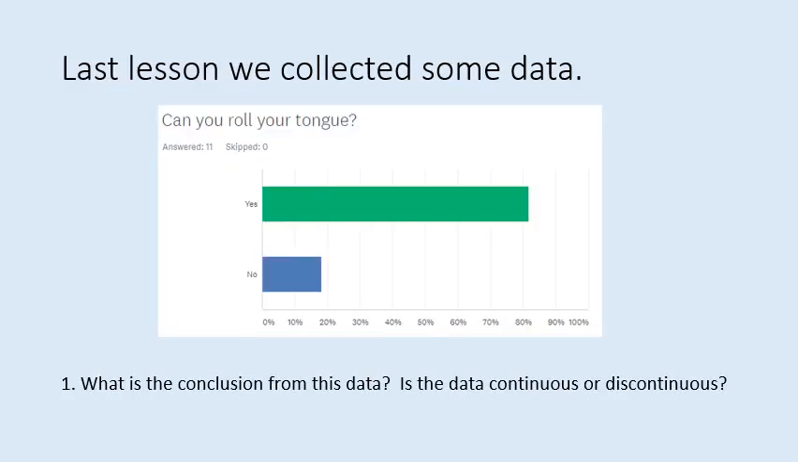Okay, so now we're going to look at some data that we collected from last lesson, and 11 of you managed to complete the survey, so we're going to be using that data. And here we have a graph of your results, and what we're going to think about for each one of these questions is whether or not the data is continuous or discontinuous. So does the data vary from one value right the way up to the other value, or are there discrete categories that it falls into? So first of all, can you roll your tongue? Think about that just for a second. Is that going to be discontinuous or continuous?